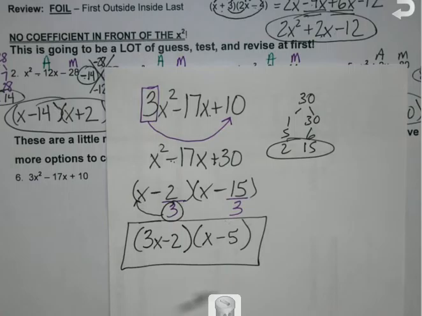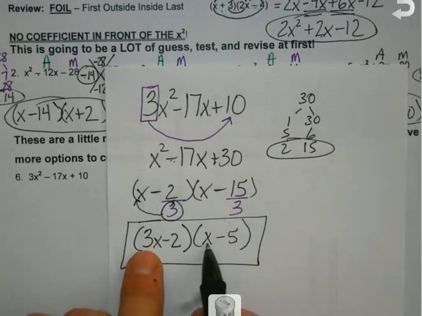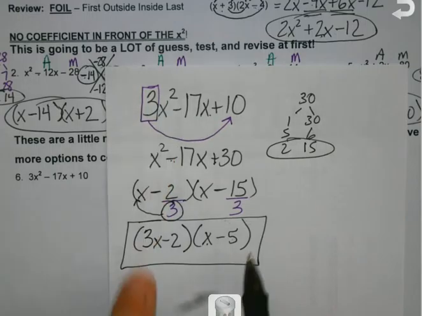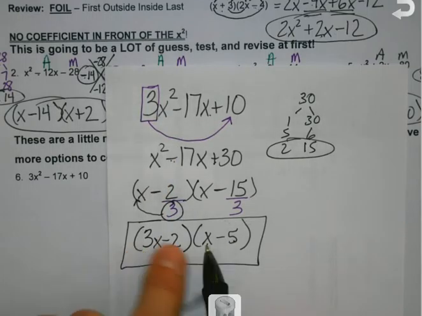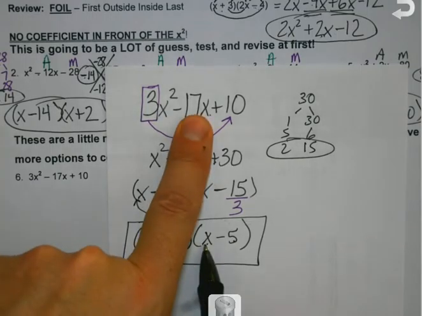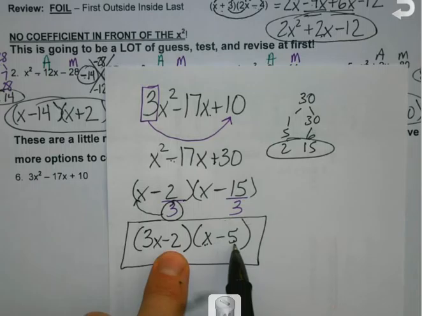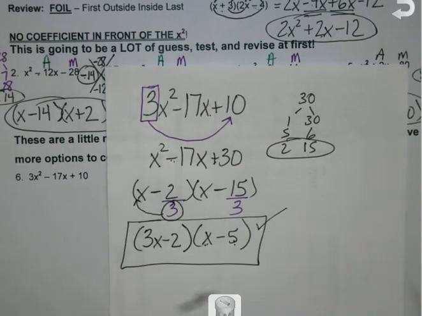And the cool thing about slide and divide is it works every time. It's not like you're going to have to go back and guess and check 3 or 4 times unless you make a math error somewhere. And if I wanted to double check the answer, I could FOIL it out. 3x squared, yes. Negative 15x, negative 2x is negative 17. And negative 2 times negative 5 is 10. All right, check. That's slide and divide.